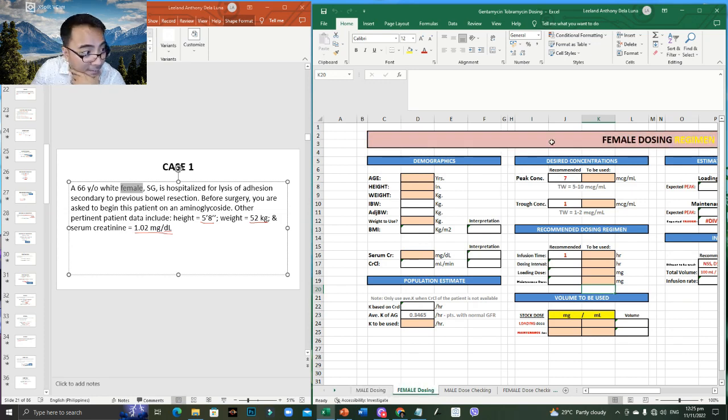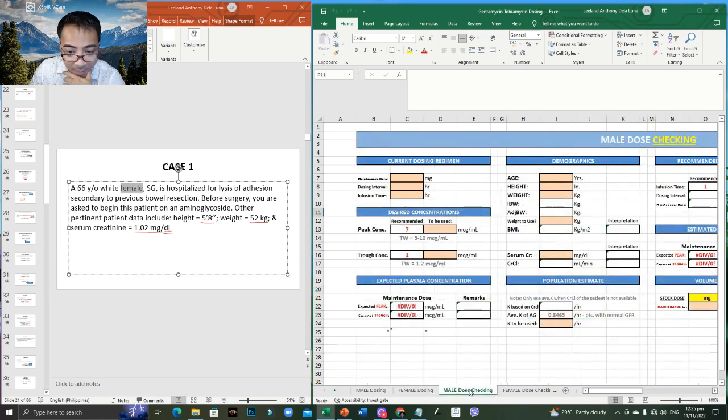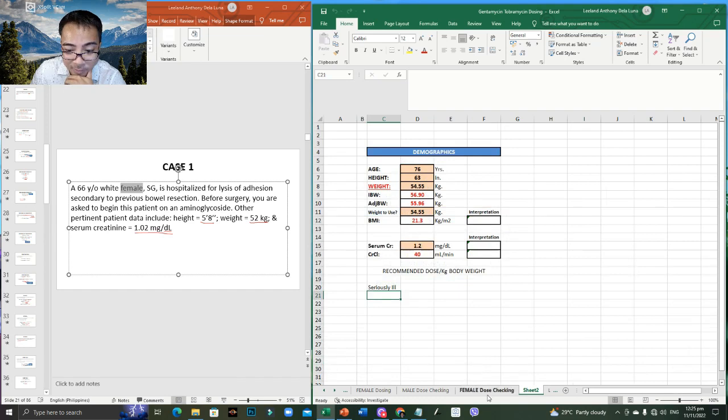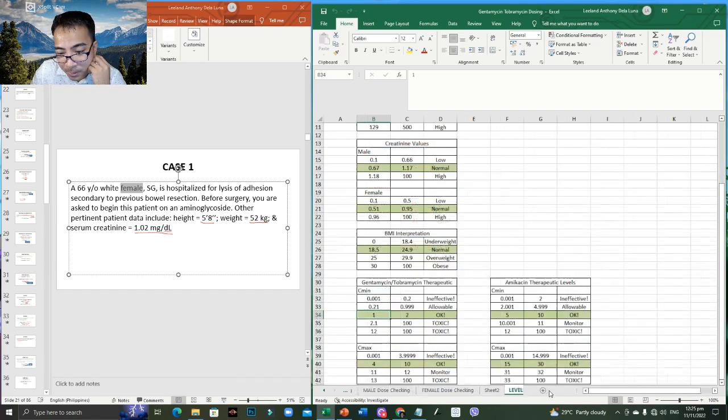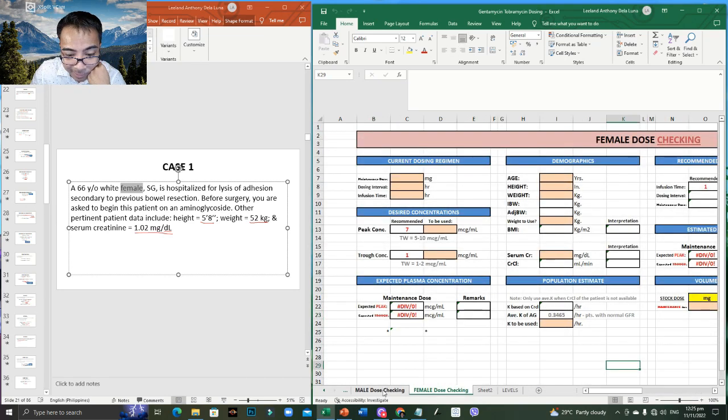Right? Naka-pink yan. Para hindi mahalata agad. Sa male, blue. Babae, female. Itong dose checking, ito pag nabigay na yung gamot ng patient. Huwag nyo napansinin sheet 2 at saka itong levels. Just don't mind that. Huwag nyo lang galawin yan. Dito lang tayo sa dose checking or sa dosing.